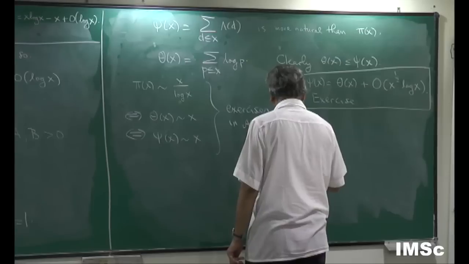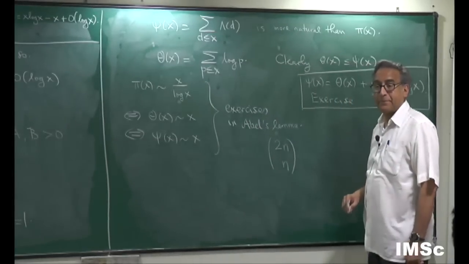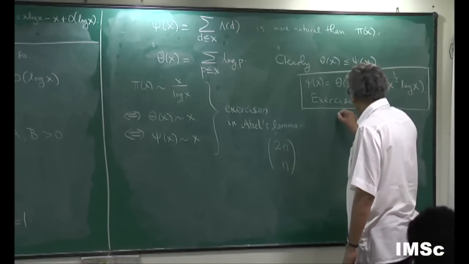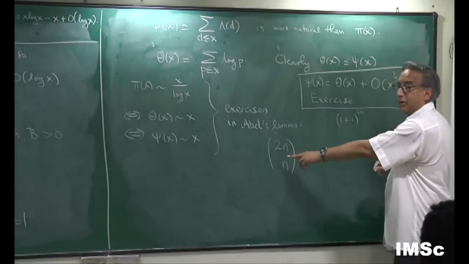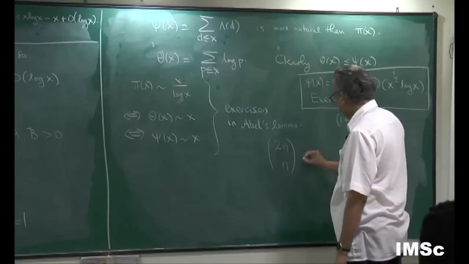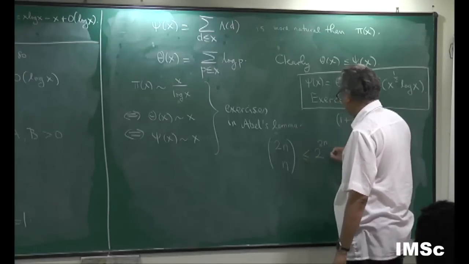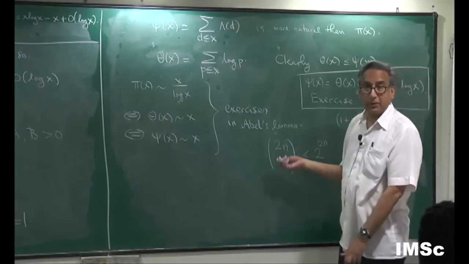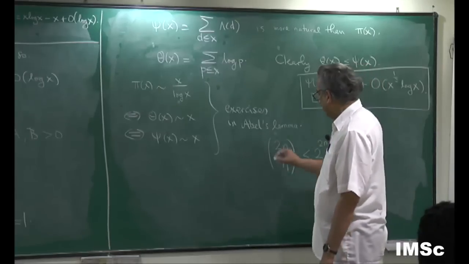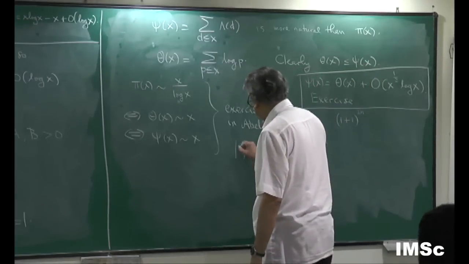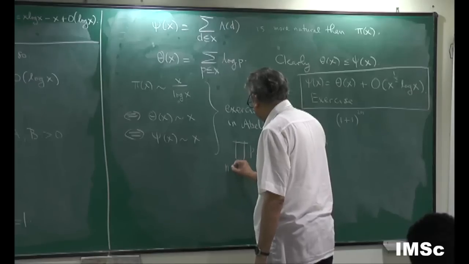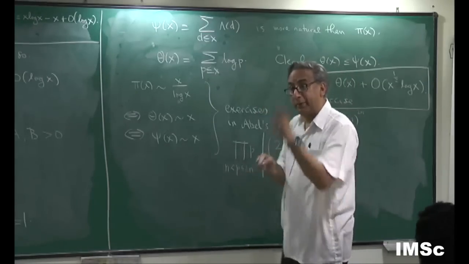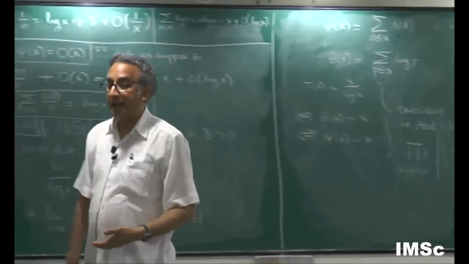If I look at the binomial coefficient 2n choose n, you can see that if I take the binomial expansion of 1 plus 1 to the power 2n, this is one of the terms in the expansion. Therefore, it's clear that this is less than 2 to the 2n. Okay, so you get this inequality. And what is so great about this particular middle binomial coefficient? Well, it is divisible by all the primes that lie between n and 2n. Because all the primes that lie between n and 2n appear in the numerator, but they're not canceled by the thing in the denominator.